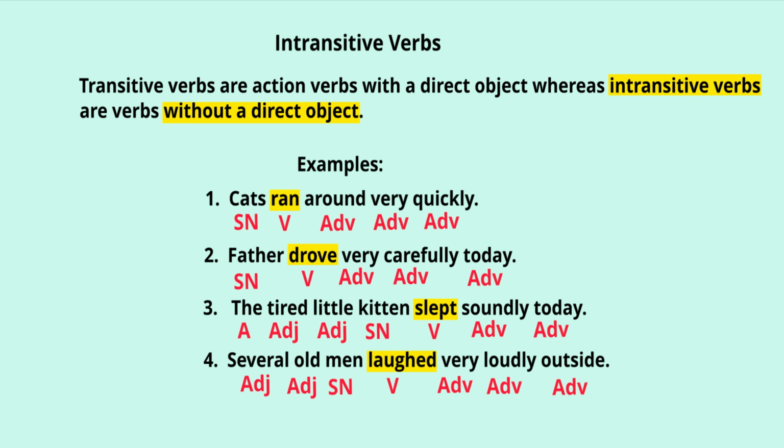Several old men laughed very loudly outside. Here the subject noun is men and we are describing it as several old. So both are adjectives. Laughed is the verb. Very loudly outside. Again we are describing the verb laughed. So very is an adverb, loudly is an adverb, and outside is also an adverb. As we don't have a direct object, laughed will be an intransitive verb.